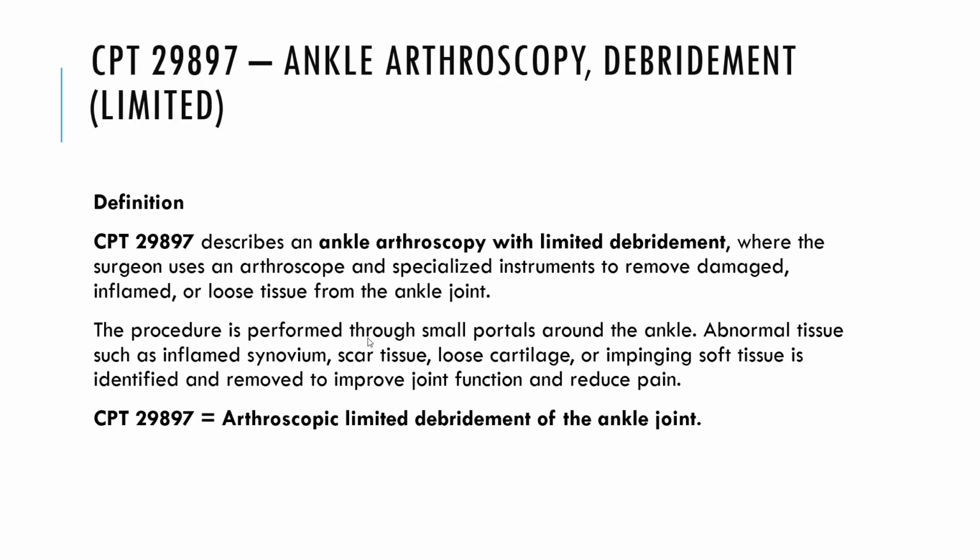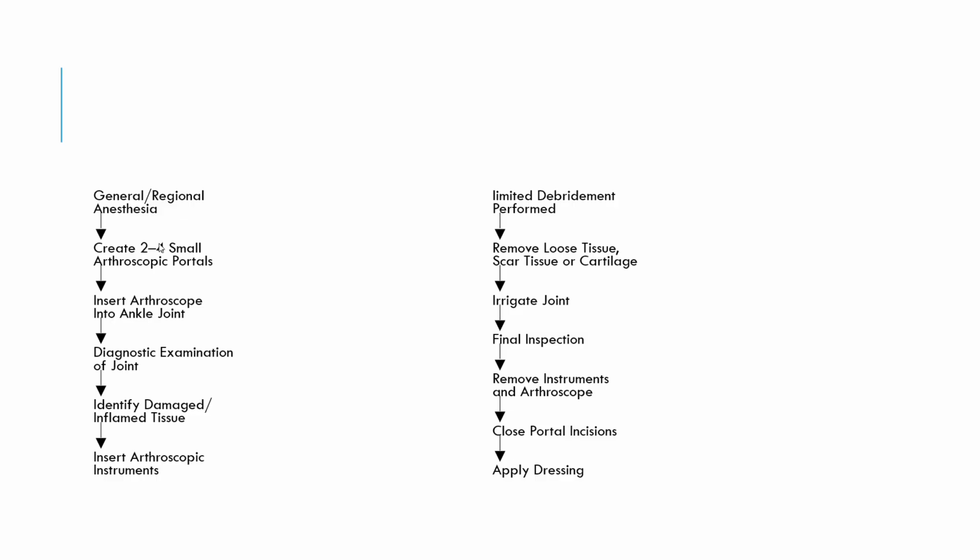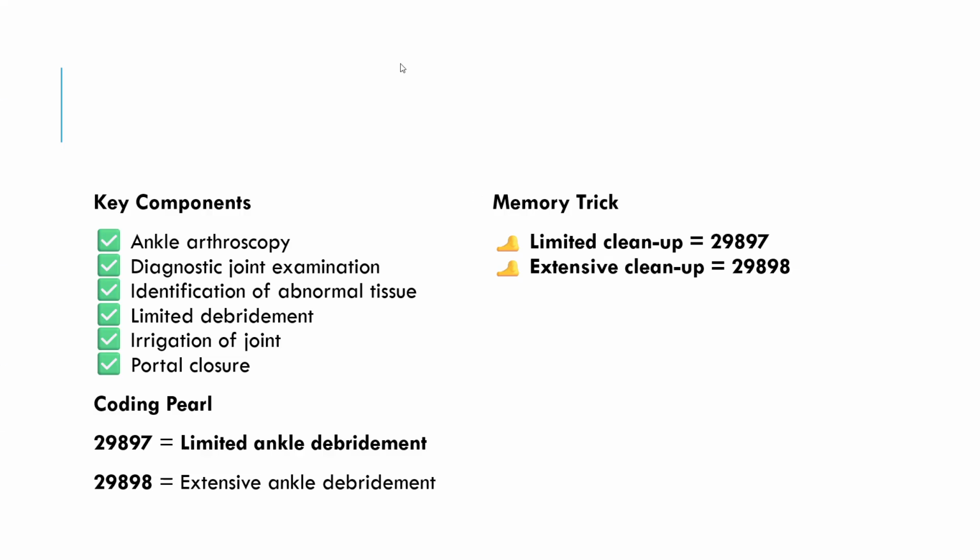So this is for the debridement of damaged, inflamed or loose tissue. Same thing, he will remove the damaged or inflamed tissue. Limited debridement he will perform. He will remove the loose tissue or the scar tissue. So 29897 is for the limited ankle debridement.